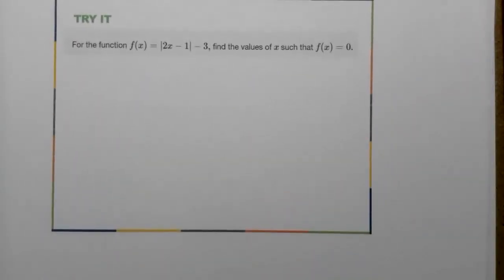And I want you to try this problem right here. f of x equals absolute value of 2x minus 1, close the absolute value, minus 3. Find the value of x such that f of x equals 0. I want you to pause here, and we're going to continue solving this problem. And we're going to look at one more situation with absolute values.